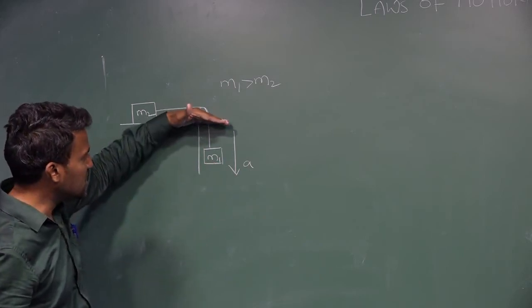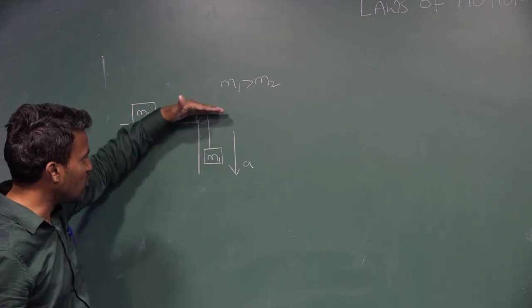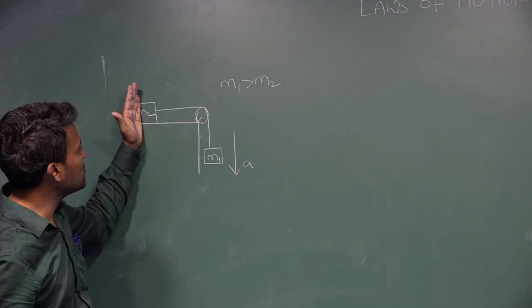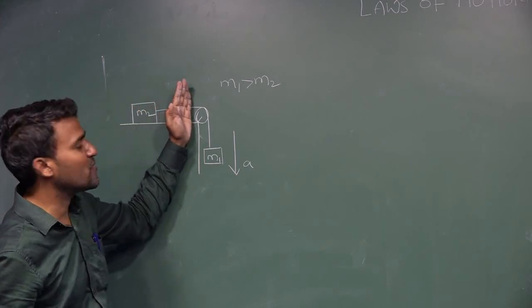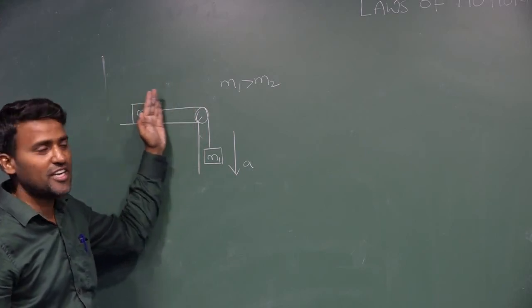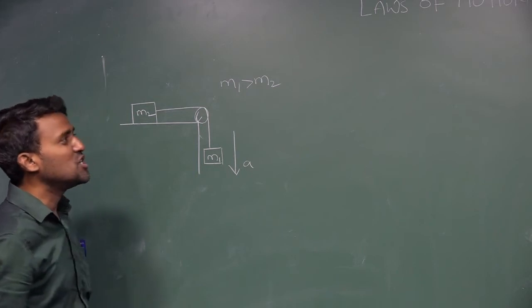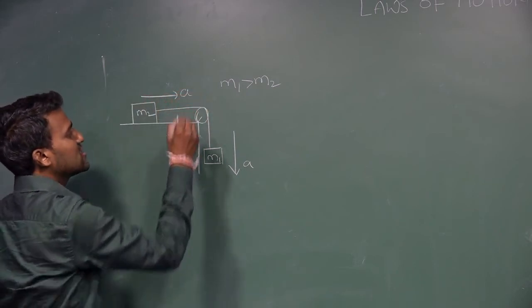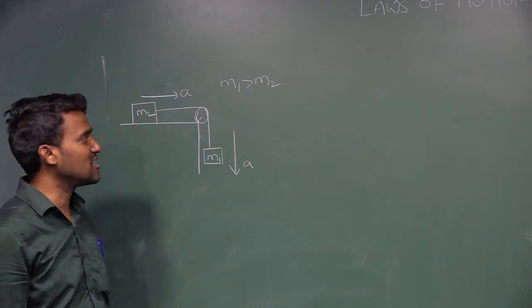So when the object is accelerating in the downward direction, the second object is accelerating towards the pulley. At that moment, what is the tensional force? What is the acceleration? We have to write it.